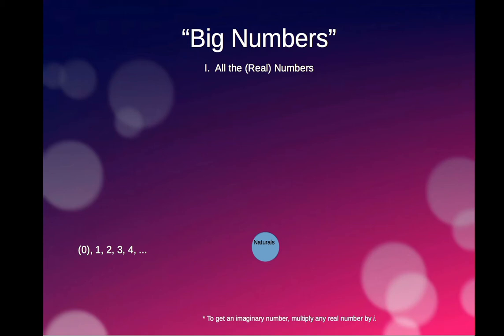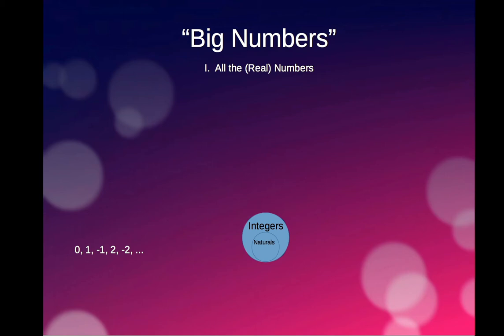A quick side note here. As you can see at the bottom, I have a little star that says, to get an imaginary number, multiply any real number by i. What that means is we're only going to be looking at real numbers, not numbers associated with i. If you don't know what i is, it's the square root of -1, and if that seems weird or confusing, that's totally okay, because we're not going to mention it here. I only mentioned it in the asterisk for completeness, that we're only looking at real numbers today.